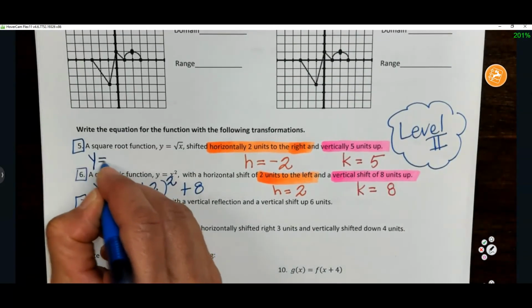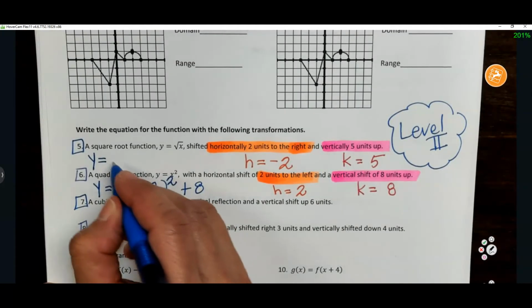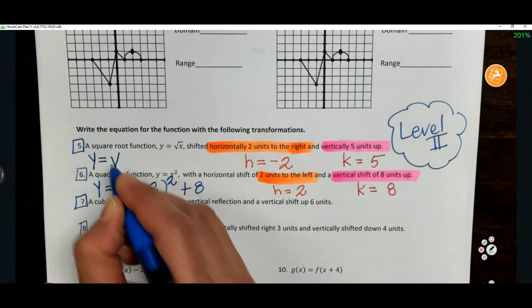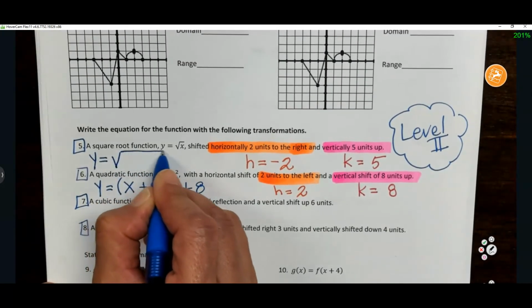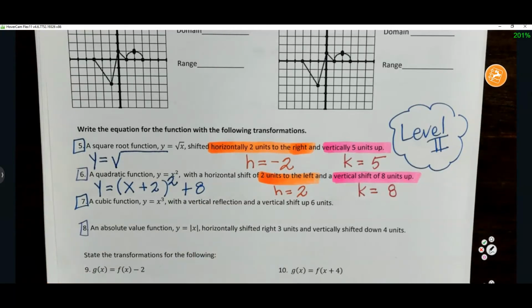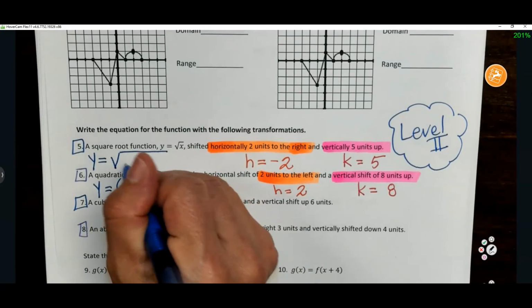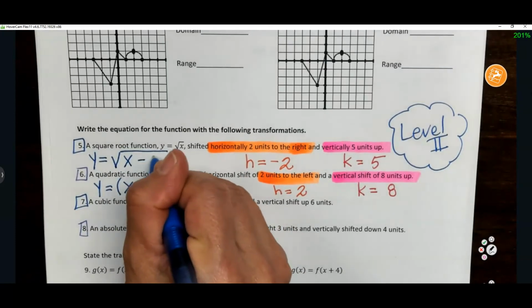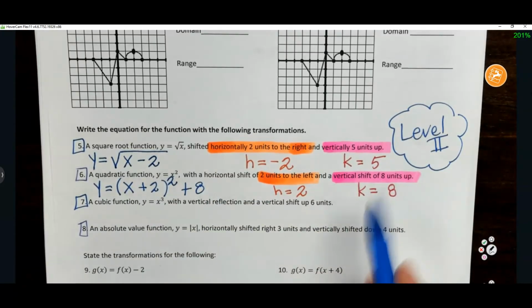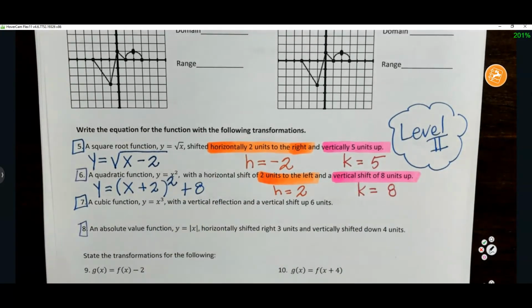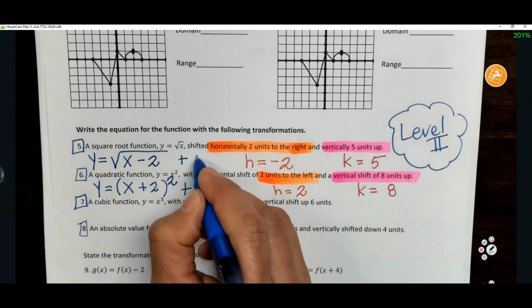Y equals. All right, so I'm going to draw this square root symbol, but I'm drawing a long square root symbol because x isn't the only thing under there. You have an h value. Remember, h values have to be connected with x's. They're never separate. So this is going to be x minus 2. And then scoot way out past the square root symbol, then write your plus 5.